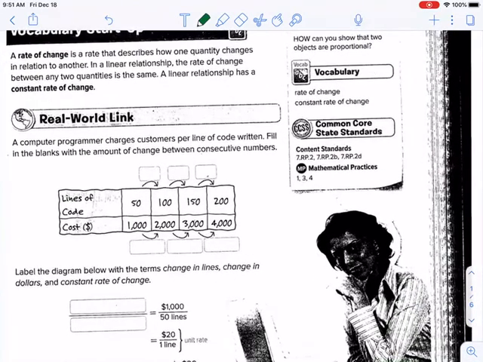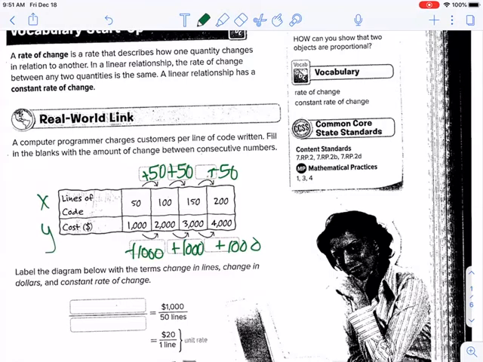So if you look at a computer programmer, they're charging $1,000 for every 50 lines of code. So you can notice that the lines on the top are going up by 50s, and the costs on the bottom are going up by 1,000s. Now these are your X's, these are your Y's.